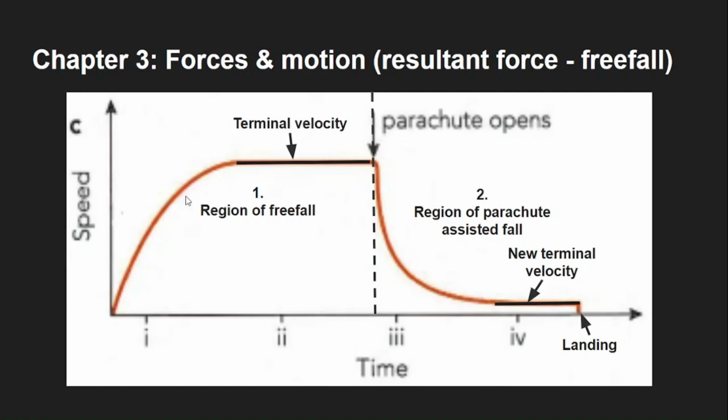Again, the key bits are you should be able to describe how the forces change in these different areas. And the key thing to remember is the force of gravity stays the same. It's only the air resistance that changes depending on whether the object has just started falling or whether there is a parachute open. And I think the air resistance is proportional to the velocity of the object. So the higher the velocity of the object, the higher the air resistance tends to be.